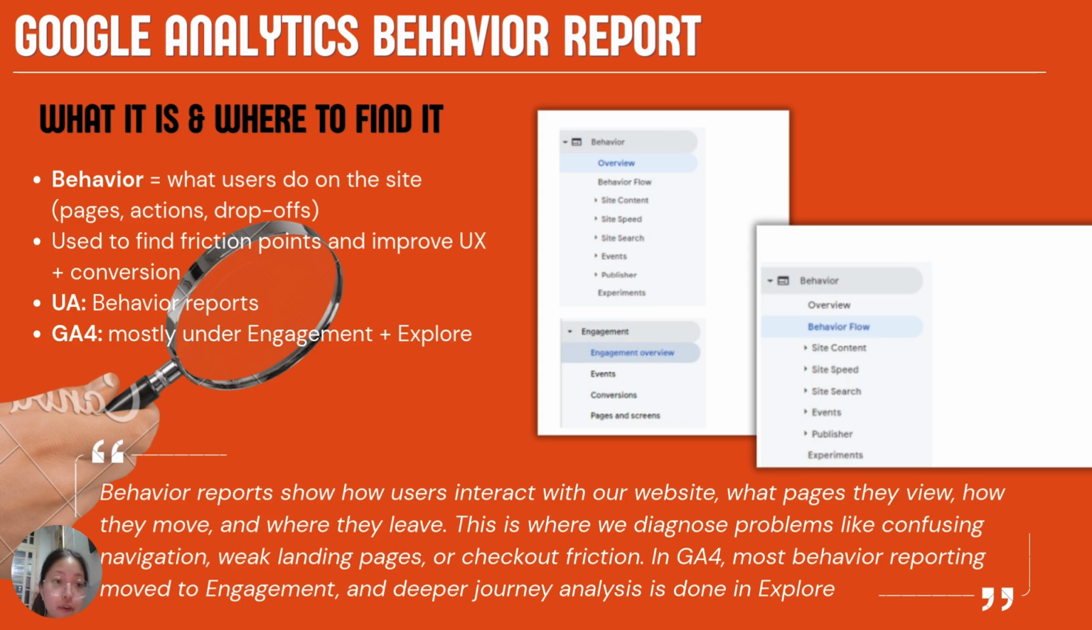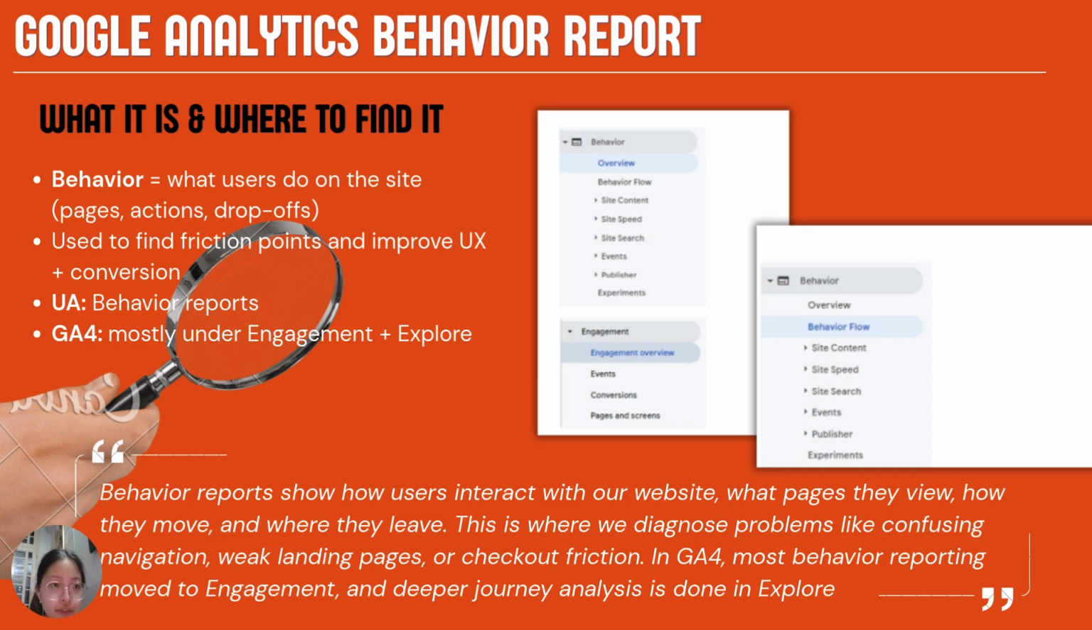What is behavior report is and where to find it. So the behavior means what users do on the site, and this used to find friction points and improve UX plus conversion. For the UA, this is a behavior report, and for GA4 is mostly under engagement plus explore.